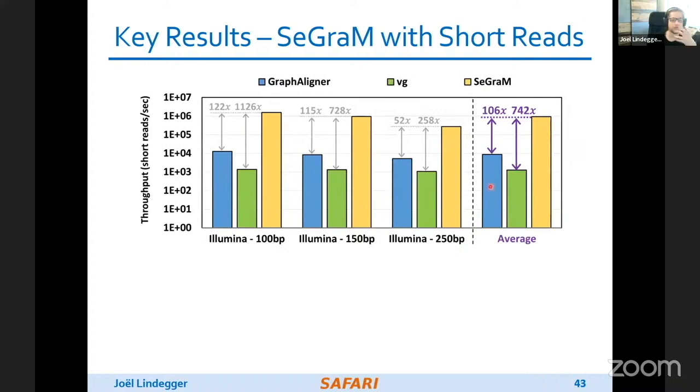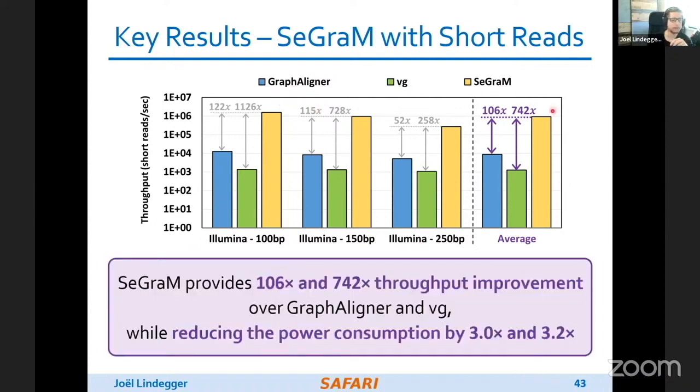On short reads, we do the same evaluation. So we plot throughput on the y-axis, higher is better. And we have a range of short read data sets and the same software baselines, GraphAligner and VG. You observe that for short read mapping, we have even more significant throughput improvements, while power consumption is also reduced significantly over the CPU baselines.